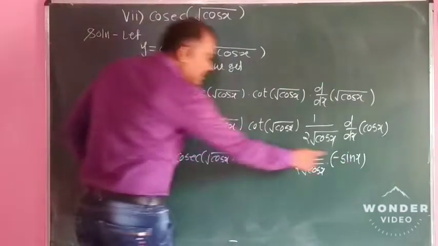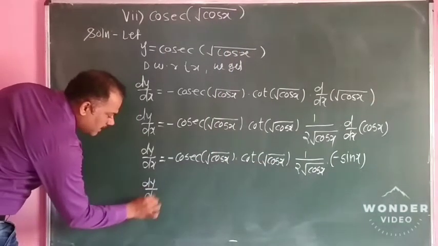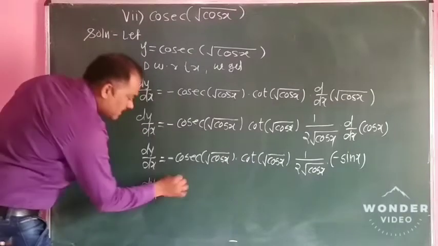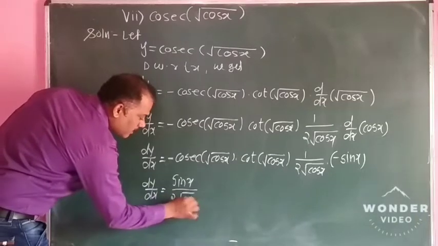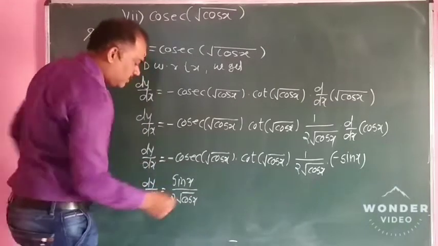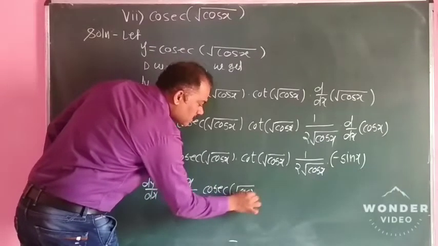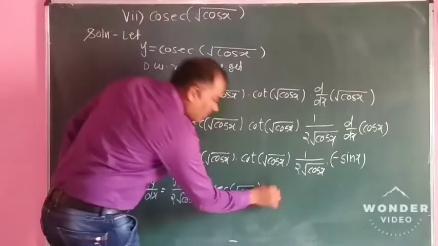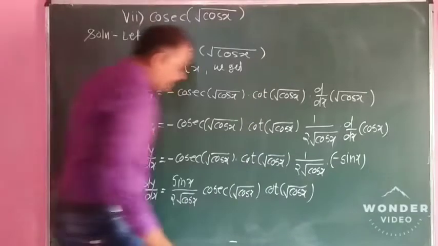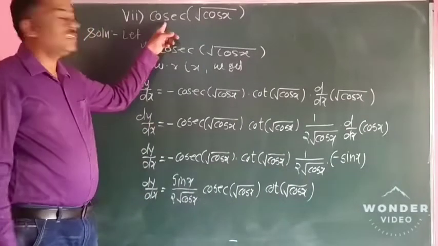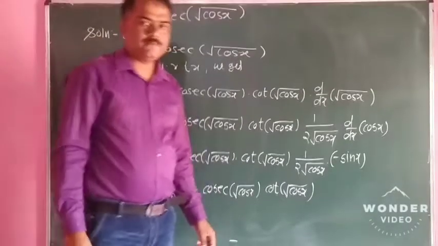Now this minus and this minus become plus, so we can write dy by dx is equal to sin x divided by 2 times root of cos x into cosec of root of cos x into cot of root of cos x. Okay, this is the required derivative of the given example. We can discuss the next example.